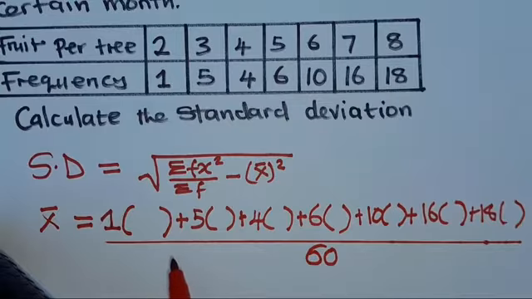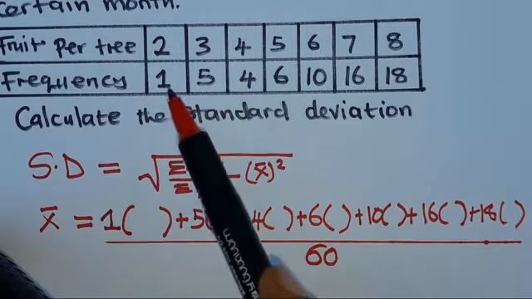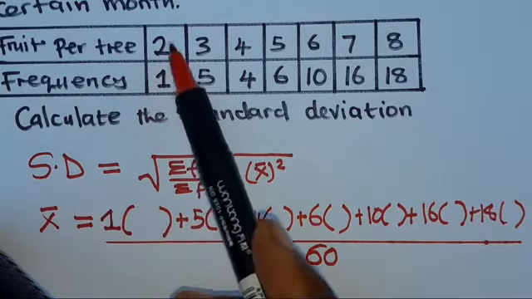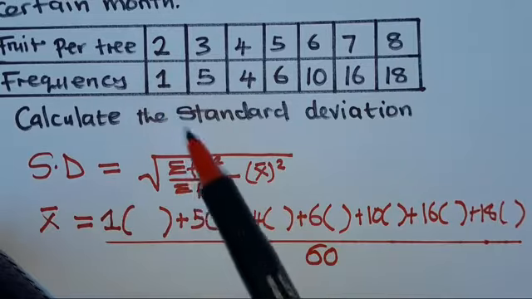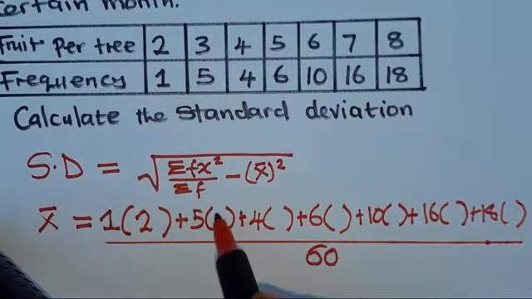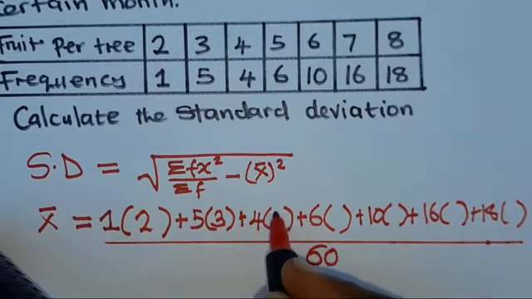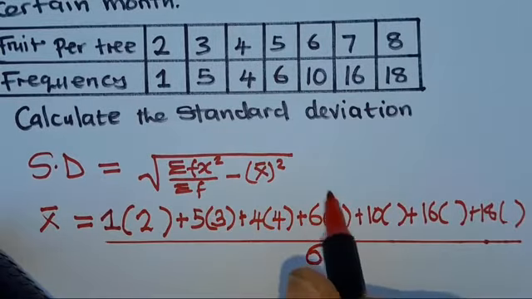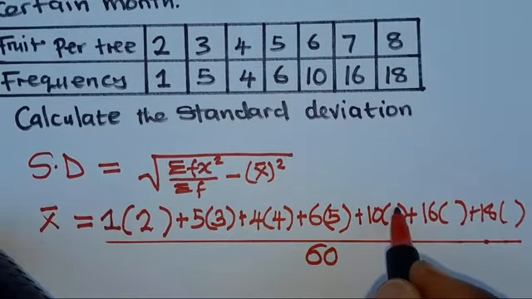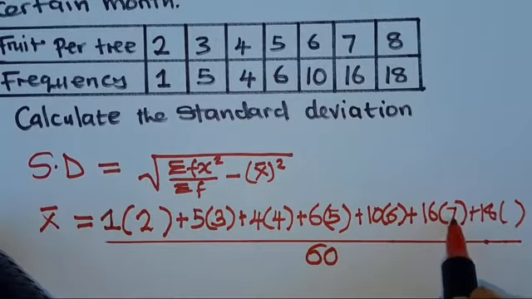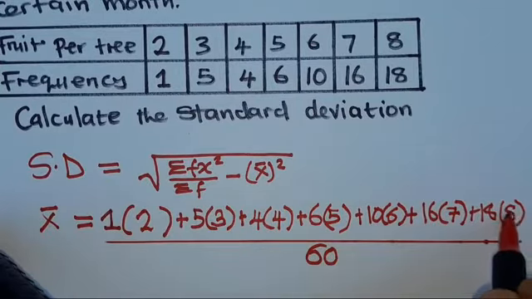All right, so the question is, what are we going to put in the brackets? All right, when you look at the frequency 1, its corresponding number of fruits is 2. So meaning you are going to write a 2 in here. Then for this one, you are going to write a 3. Then for this one, a 4. Then a 5. Then a 6. Then a 7. And finally, this one, 8.